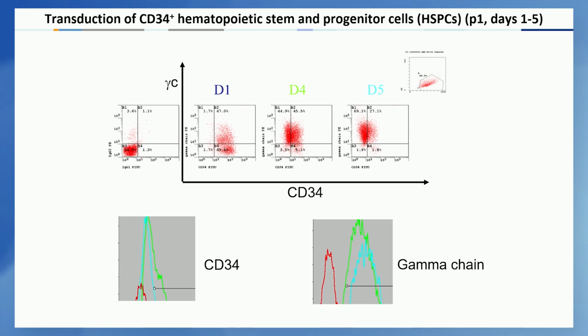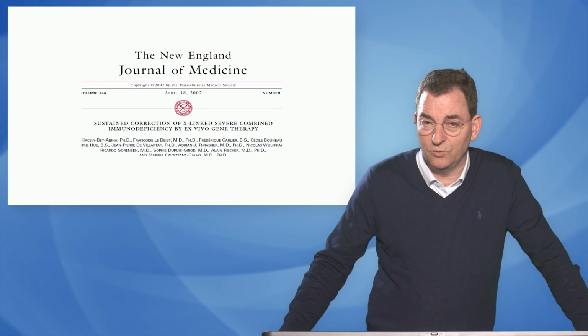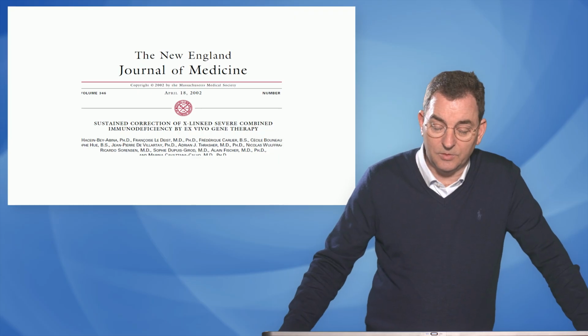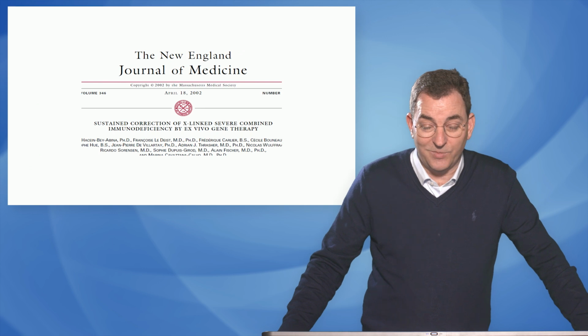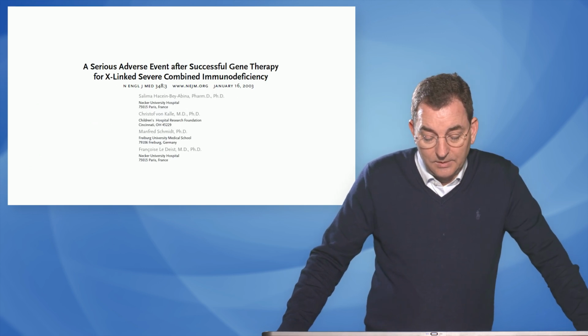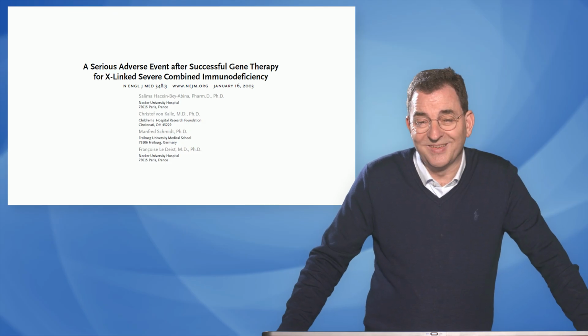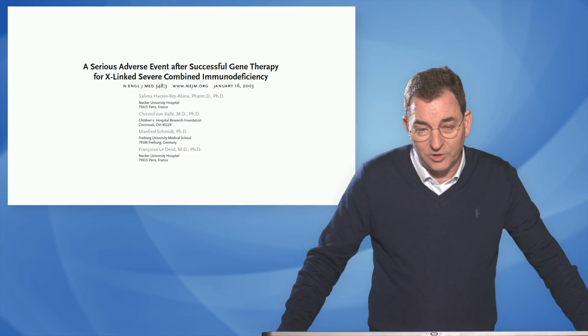On the y-axis, expression of the gamma chain, which is, I think, very clear, which you can clearly see over time. So it was a big success, and in 2002 ended up in a publication in a very prominent journal, the New England Journal of Medicine. But unfortunately, 1 year later, something else had to be published again in the same journal, namely adverse events which happened.